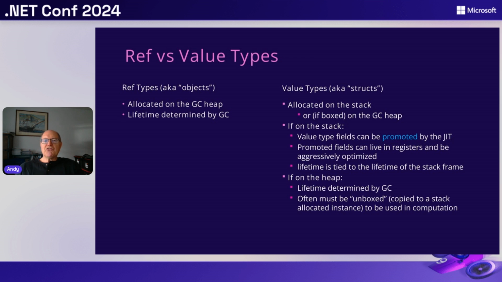And the lifetime of the struct is determined by the lifetime of the stack frame where the struct is allocated. So when that particular stack frame returns, that storage is freed up and it can be reused. So you get somewhat cheaper allocation, one might say. It's not a slam dunk, but likely cheaper. If you end up copying your struct to the heap via boxing, then the lifetime, just as with a class, is going to be determined by the GC. And when you want to operate on the thing, typically you have to unbox it, copy it to a local stack-allocated copy, and use that in your computation.